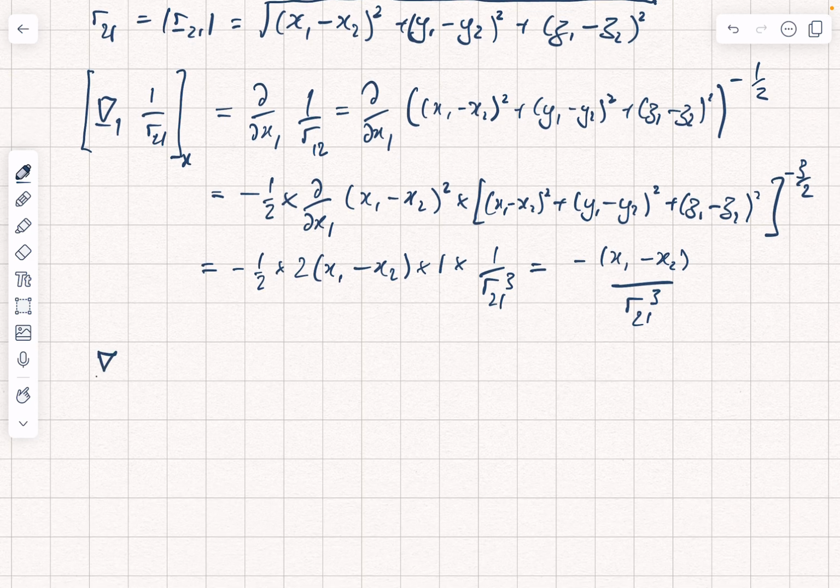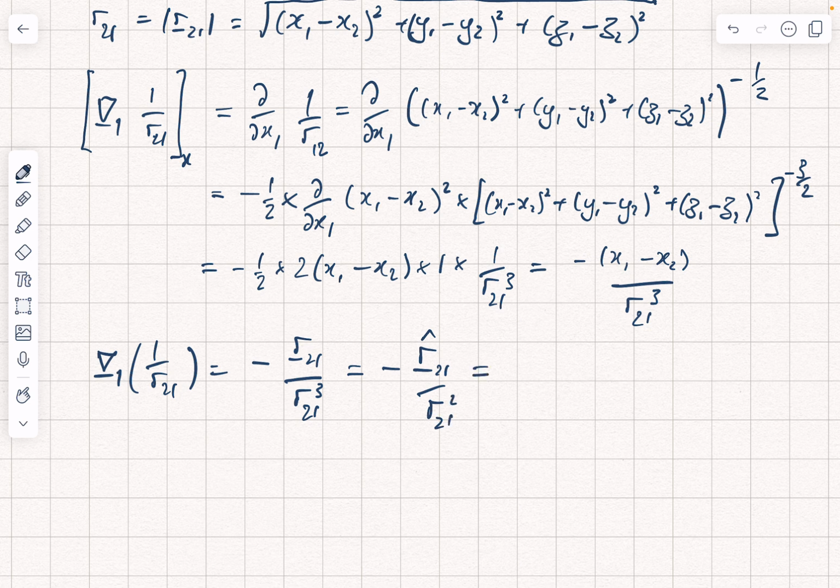And so what we can conclude is that the gradient with respect to r1 of 1 over r21 is given by minus the vector r21 over r21 cubed. Of course, you could write this as minus r21 hat over r21 squared. You can also note that it's equal to the vector r12 over r12 cubed, because r12 is just minus r21. I've changed the order of the numbers on the denominator there just to be clear. Of course, it's the same number.